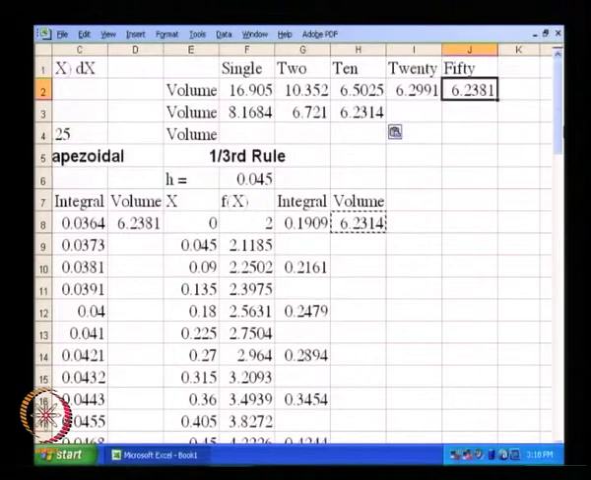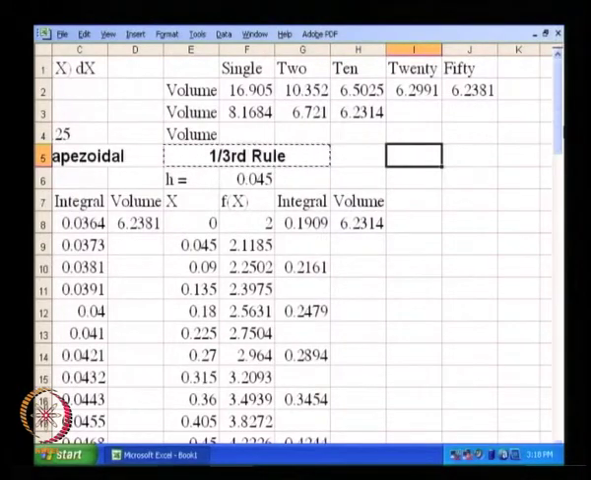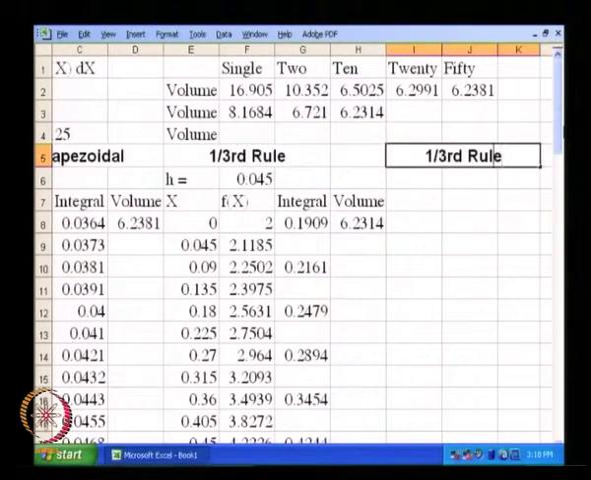Okay. This is already quite close to the 50 applications of the trapezoidal rule. So, just 10 applications of the Simpson's 1/3 rule are going to come very close to 50 applications of the trapezoidal rule, and we will just go and solve this for the Simpson's 3/8 rule.